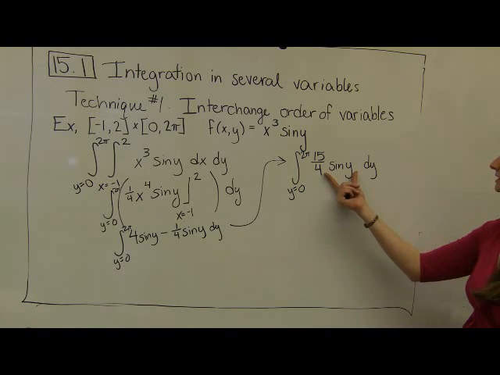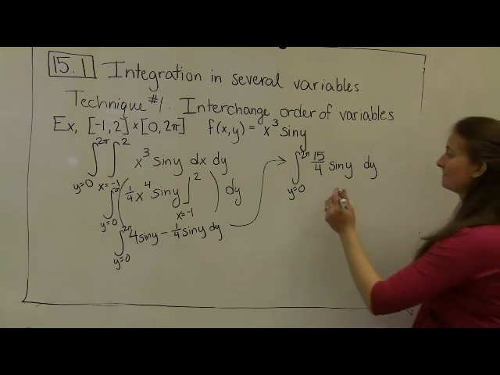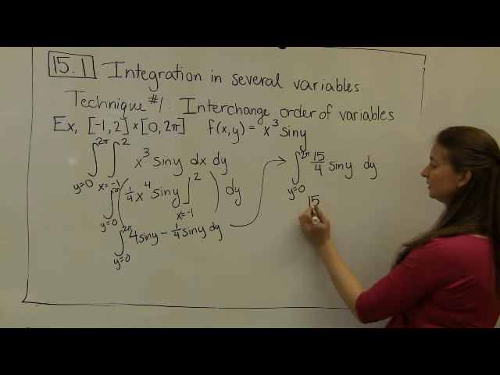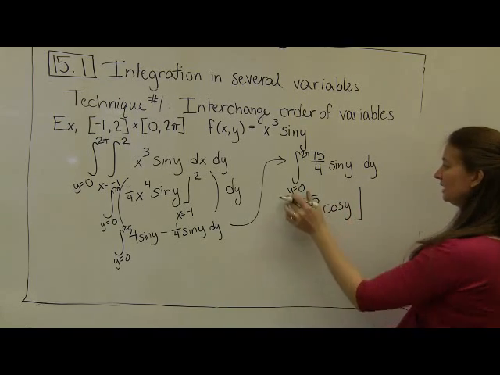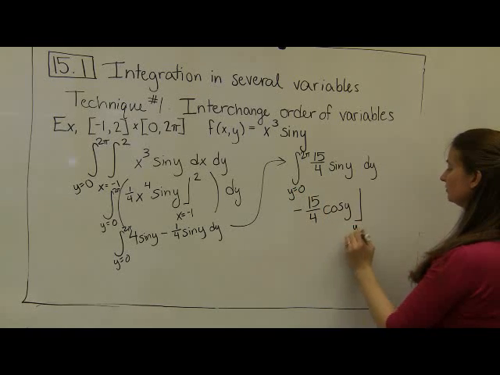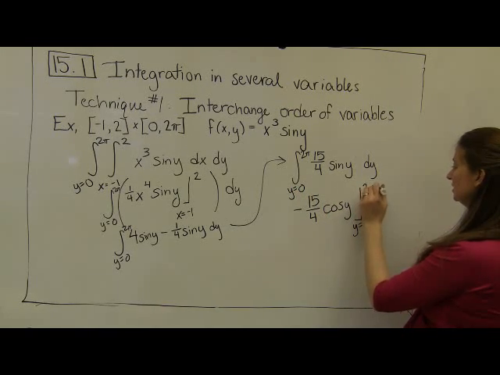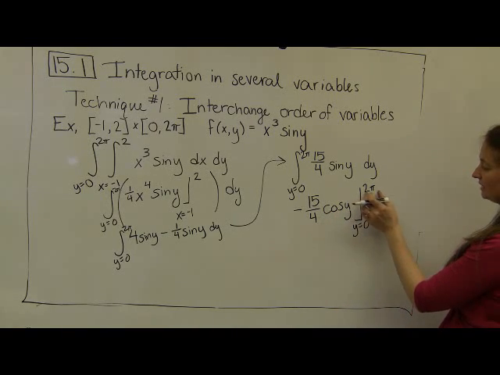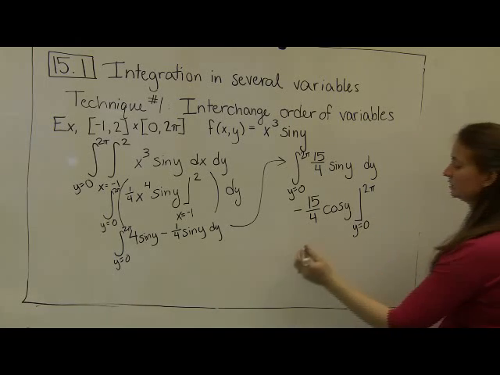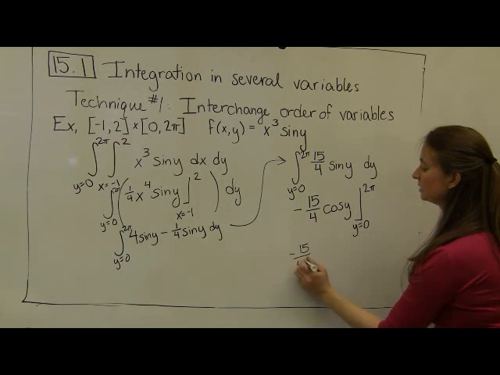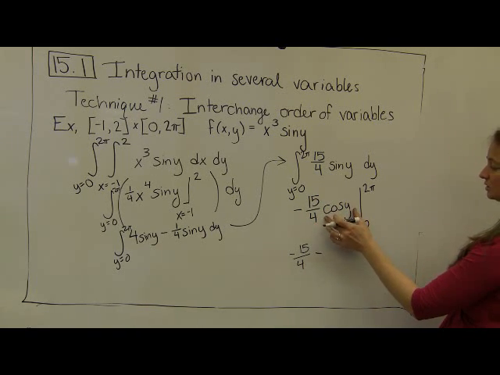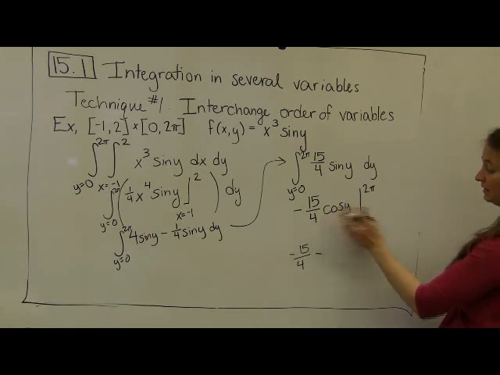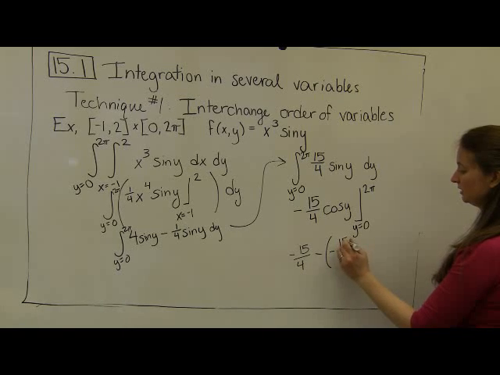So now I need to integrate the sine of y with respect to y. And when I integrate the sine of y, I end up with negative cosine. So 15/4 is the coefficient: 15/4 times negative cosine of y. And for my cosine values, I see that my y is going from 0 to 2 pi. So I need to evaluate the cosine of y at 2 pi, which we know is just equal to 1. So I get negative 15/4 times 1. And then I subtract negative 15/4 times the cosine of 0, and the cosine of 0 is also 1. So I'm subtracting negative 15/4.